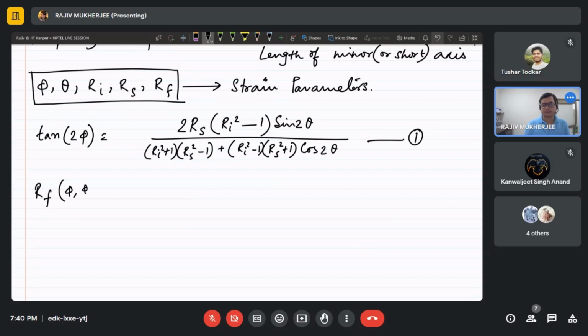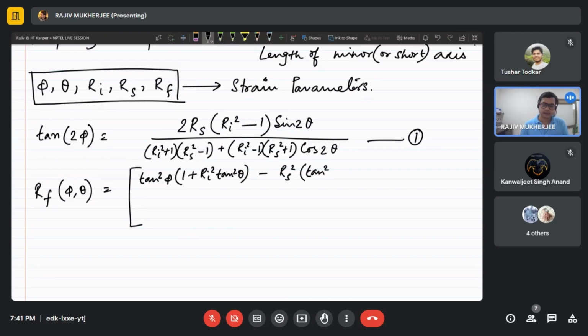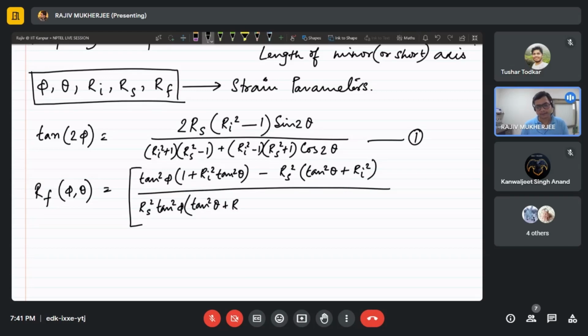We can write it like this: tan square phi, 1 plus Ri square tan square theta, minus Ra square tan square theta plus Ri square, whole divided by Rs square tan square phi times tan square theta plus Ri square minus 1 plus Ri square tan square theta, to the power half. This is the second formula.